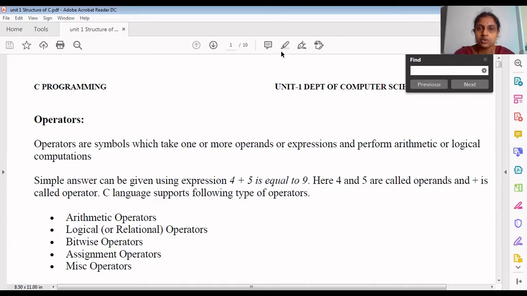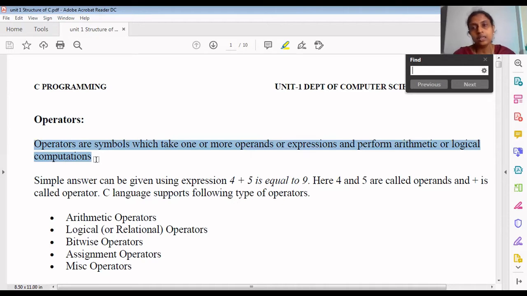The definition of operators goes like this. I think you can see here, operators are symbols which take one or more operands. Now you can understand what operands are. The values we are acting upon, we call operands or expressions, and they perform arithmetic or logical computation. Arithmetic and logical computation is not a difficult concept. Arithmetic means all your arithmetic operations like addition, subtraction, multiplication, division. Logical means you compare two values and check whether the comparisons are the same or not, and all that comes under logical computation. So to perform any operation, we use these operators.